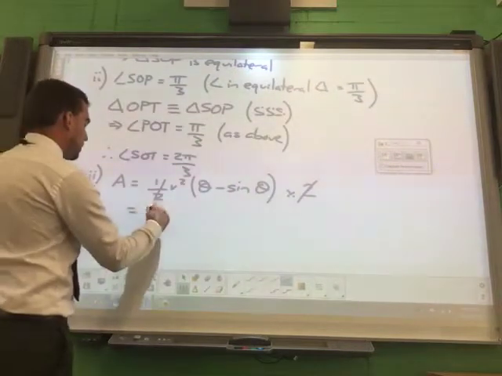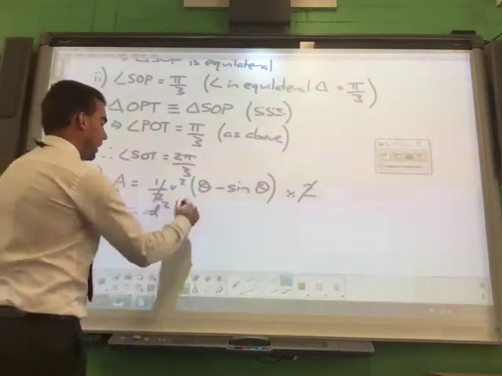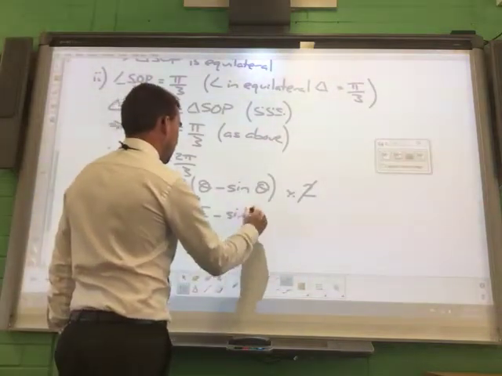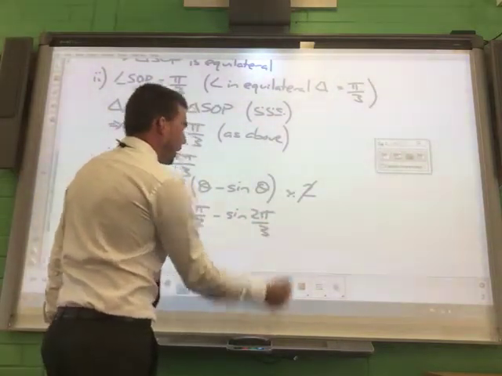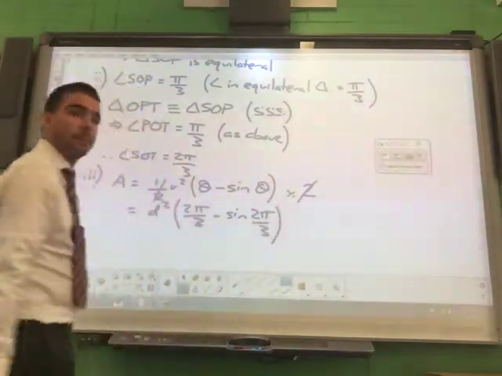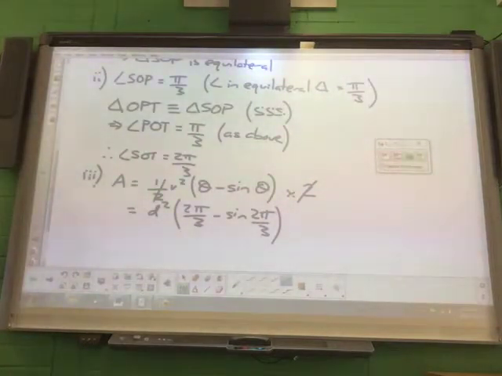Right, so equals d squared over 2 times (2 pi on 3, take away sine of 2 pi on 3), because that's the angle that gets formed at the centre. Wait, where's the d squared? I thought d was diameter. Why did they do that? Didn't they pick X or something? Just to show you off a little bit.